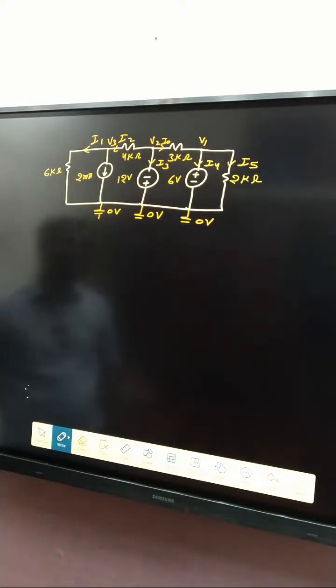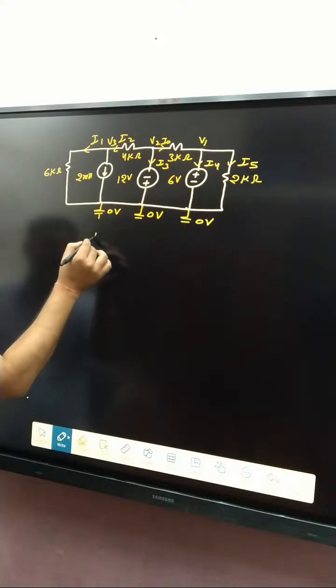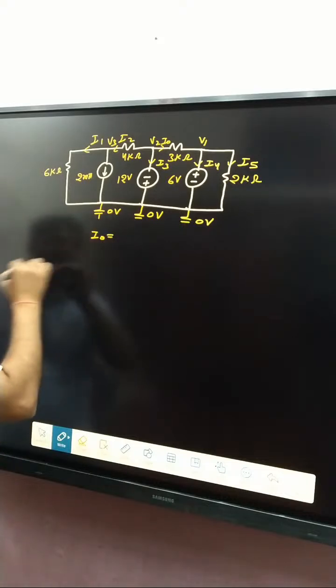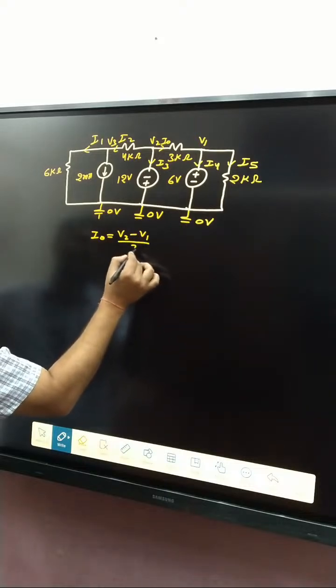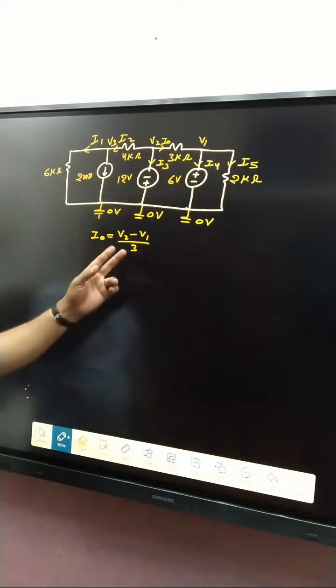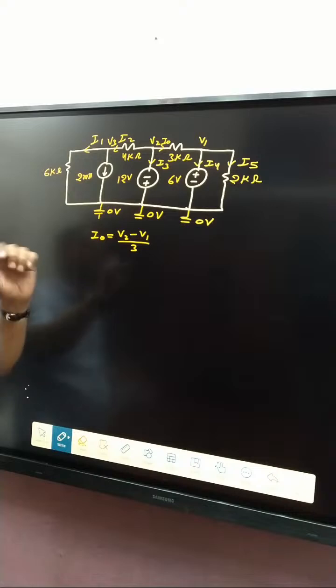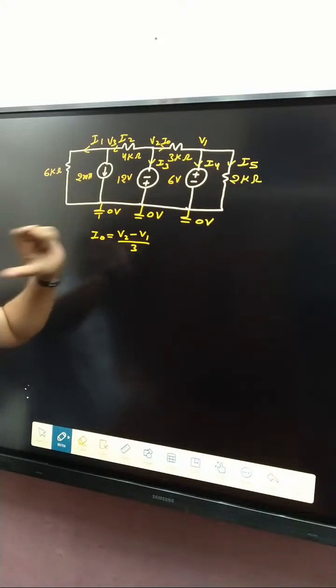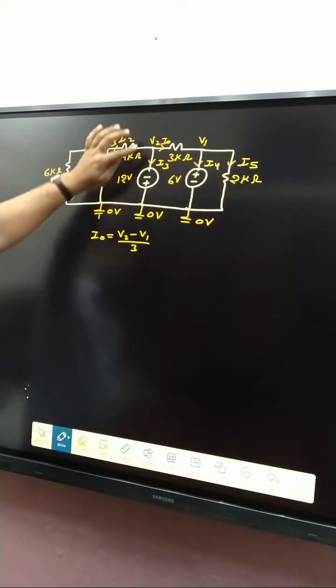But what is our target? Our target is to determine I naught. We have to focus on I naught. I naught means (V2 minus V1) divided by 3 kilo ohm. Means if you determine V1 and V2, then put these values in, and we get I naught. So how can you determine V1 and V2? If you see very carefully, that one is 0 voltage and that is V2.